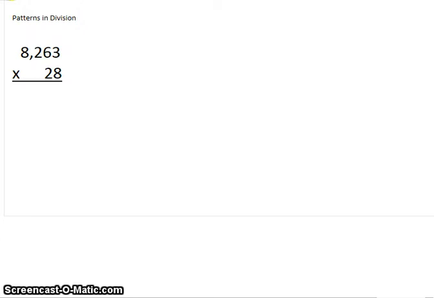So we learned a quick way to estimate this product of 8,263 times 28. So I'm going to switch to my pen here. We would circle this 8 and round to the thousands place. We look at the 2 next to it, and this becomes 8,000 because the 2 is 4 or below, so we leave the 8 alone and change all the other numbers to zeros. This is just review, so I'm going to go kind of quick.